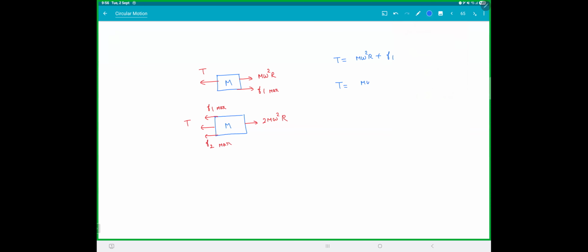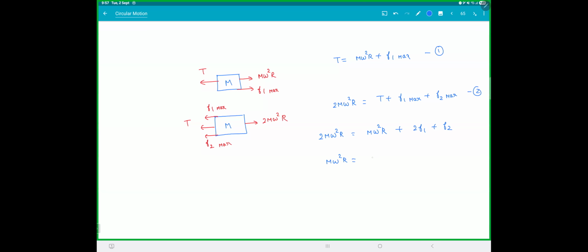So this would be m omega square R. I think I'll substitute in the end, and this will be 2m omega square R. It will be tension plus F1 max plus F2 max. So take tension and substitute here. That would be m omega square R plus 2F1 plus F2.